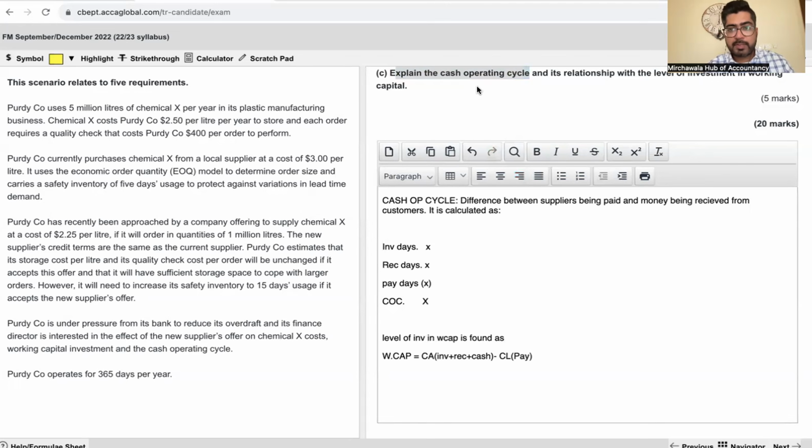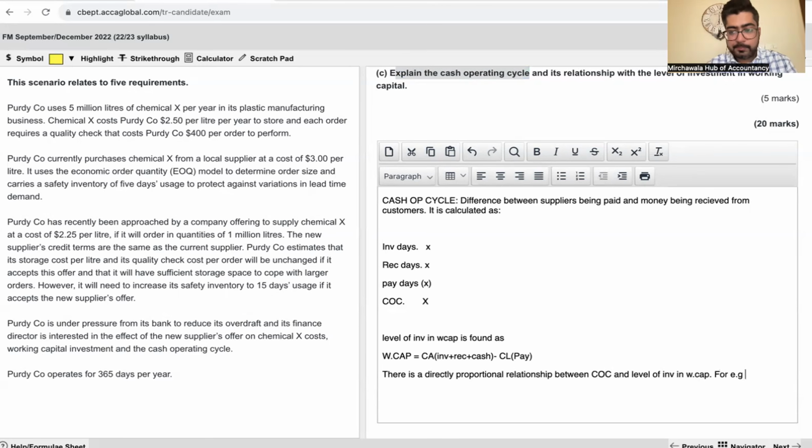So your requirement was: explain what is cash operating cycle. Okay. Its relationship with level of investment in working capital. So I've told them what a level of investment in working capital is. It's working capital, current assets, less current liabilities. Now, relationship. There is a directly proportional relationship between cash operating cycle and level of investment in working capital. Okay, this is the relationship, but just elaborate it to get marks.